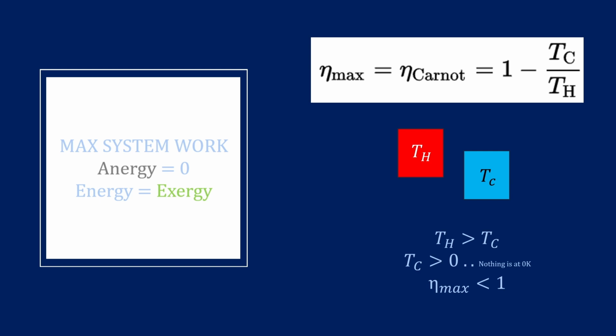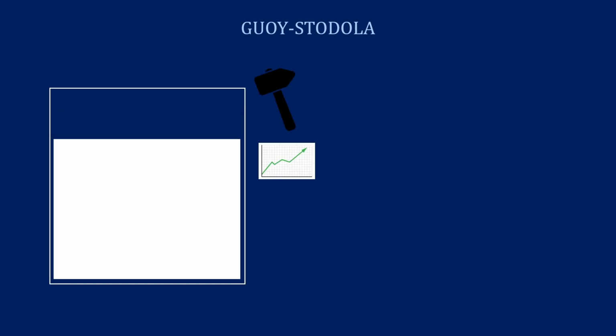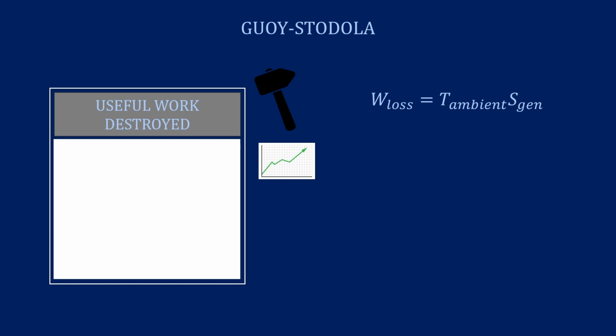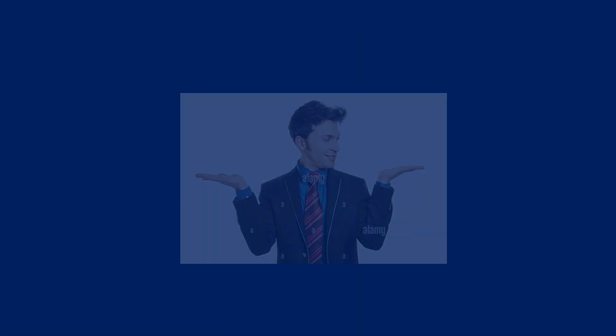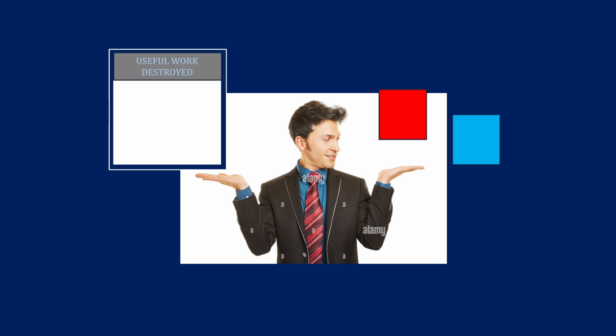The most powerful way to understand entropy is through what it costs you. According to the Gouy-Stodola theorem, the rate of useful work destroyed is equal to the ambient temperature times the entropy generation. In other words, every bit of entropy you generate is work you will never get back. So when you design a thermal system, you're not just managing the heat, you're managing loss.